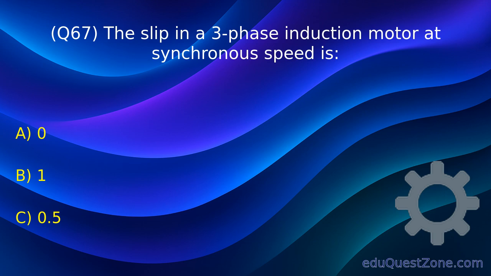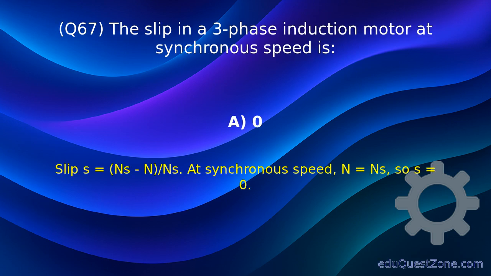Question 67. The slip in a three-phase induction motor at synchronous speed is. Option A, 0. At synchronous speed, slip is 0.